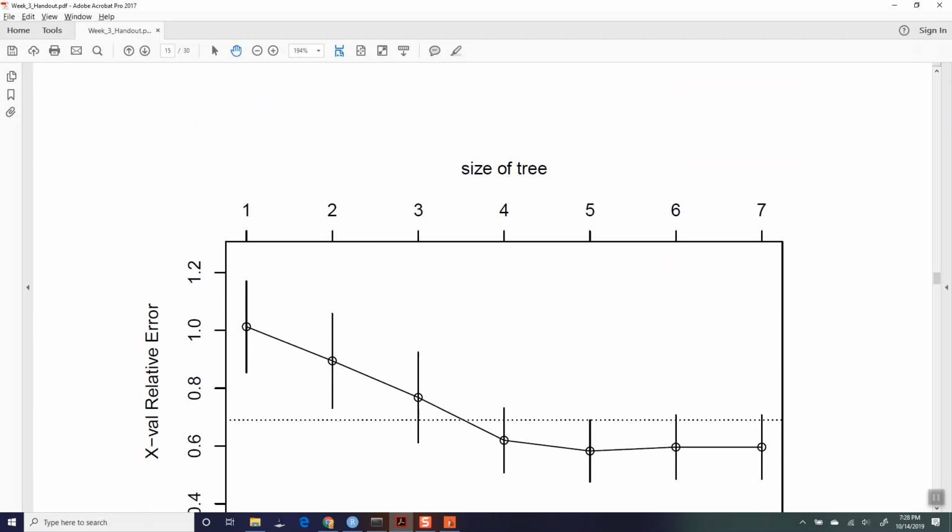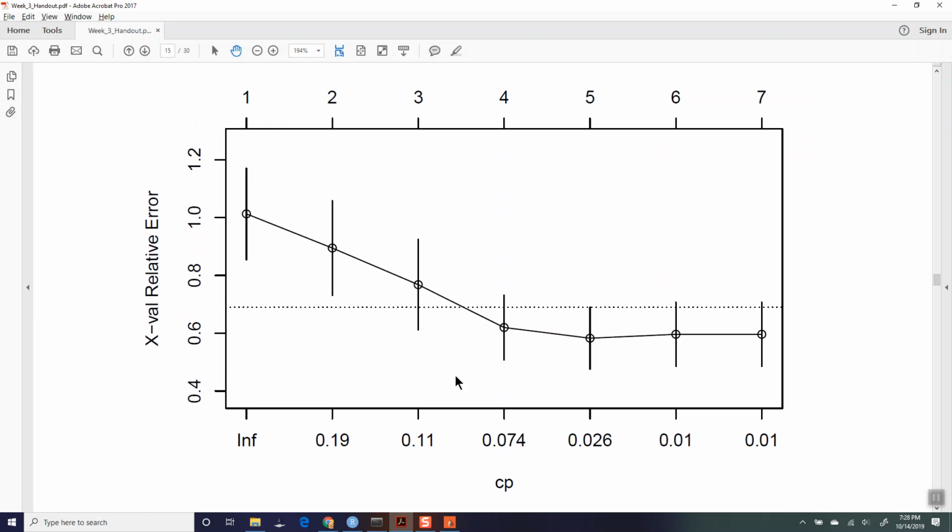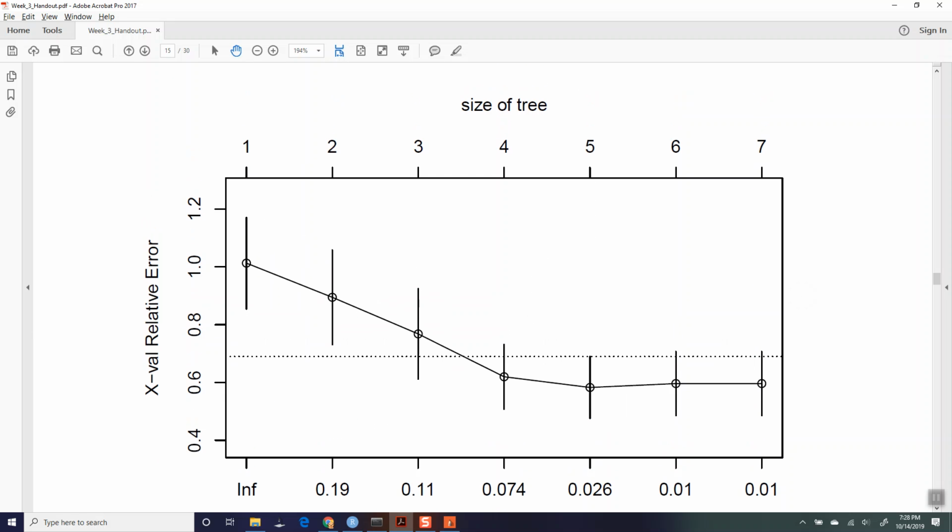And here it says, here's the size of the tree. You can have 7 terminal nodes, 6 terminal nodes, 5, 4, 3, 2, or 1, okay? One terminal node is basically everything in one group. There's no reduction in it, right? Here's basically one split, and if you do another split, here's another split, okay?